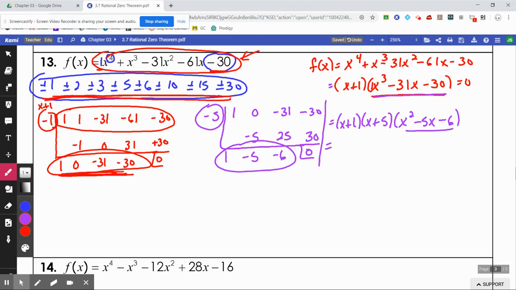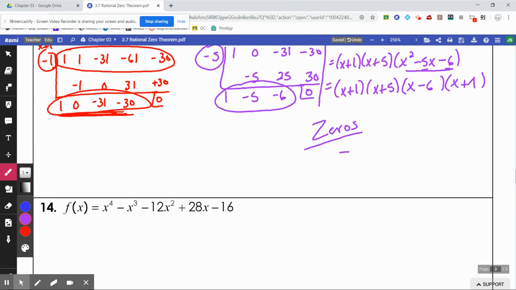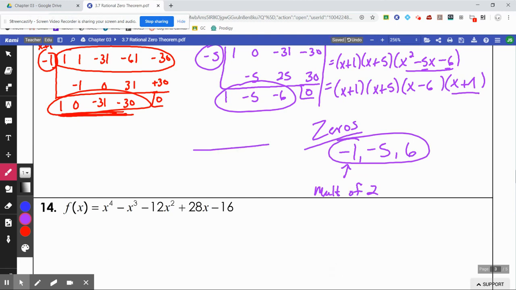Once you hit quadratic, now you can use old methods. x plus 1, x plus 5, two sets of parentheses, adds, multiplies, x minus 6, x plus 1. Therefore, your zeros of this function, and you can check the list, they're all there, are negative 1, negative 5, positive 6, and negative 1 again. So this one, if you remember correctly, has a multiplicity of 2, which again means it's a 0 twice, which means if you were to look at the graph of this at negative 1, remember, it would be tangent. If it has a multiplicity of an even, it would be tangent instead of crossing.